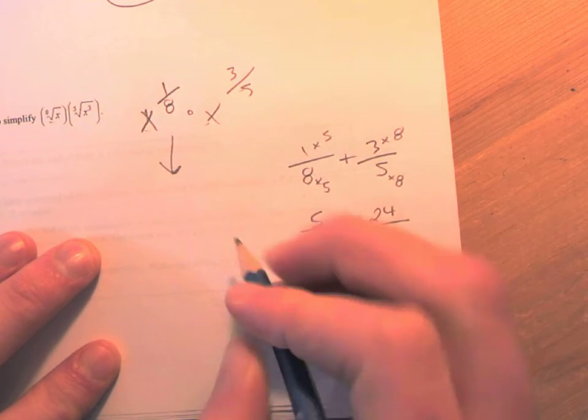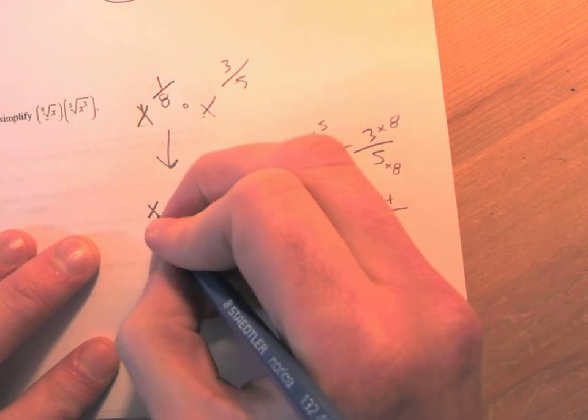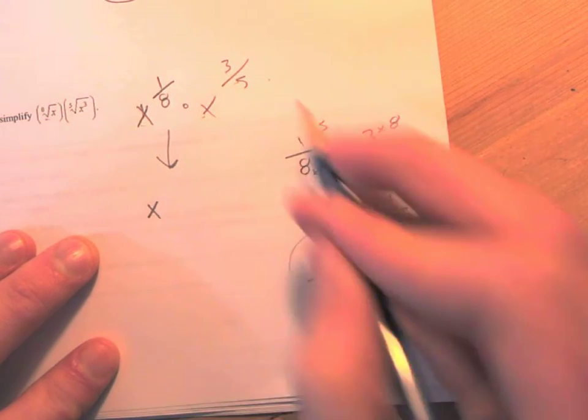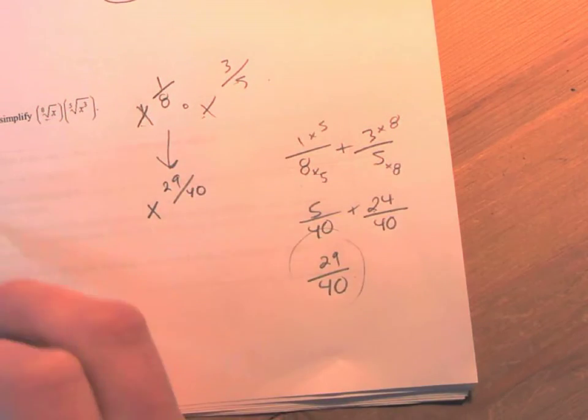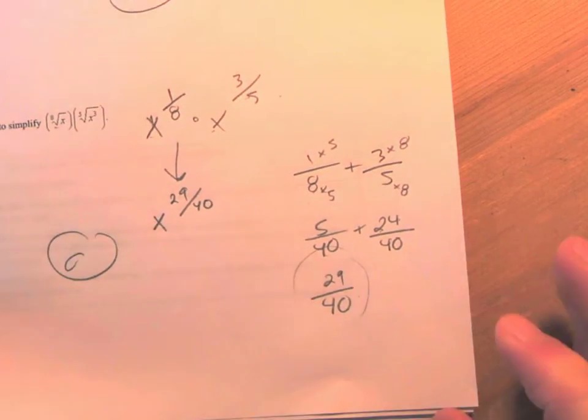So overall, this gets brought down to the same base, and when you add those two together, you get 29 over 40. Okay, which is the same as this one. C.